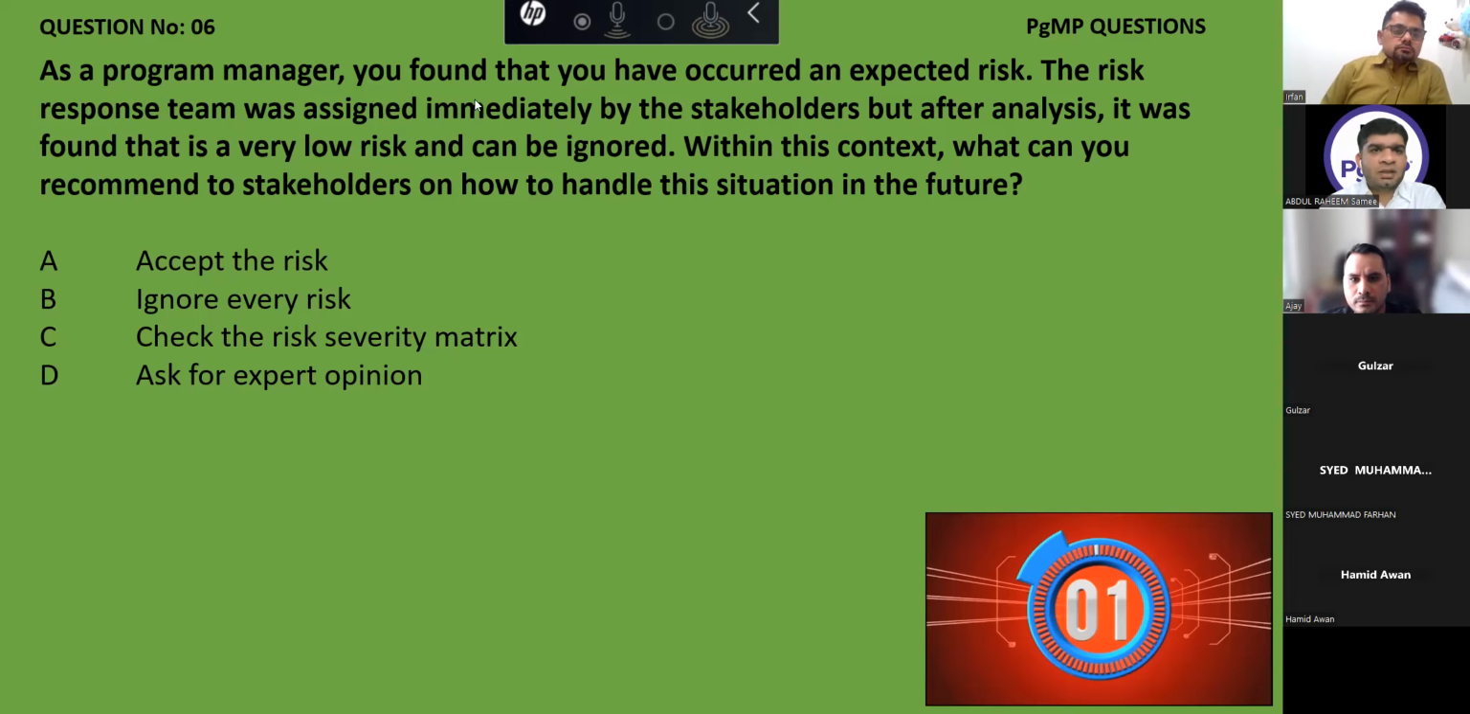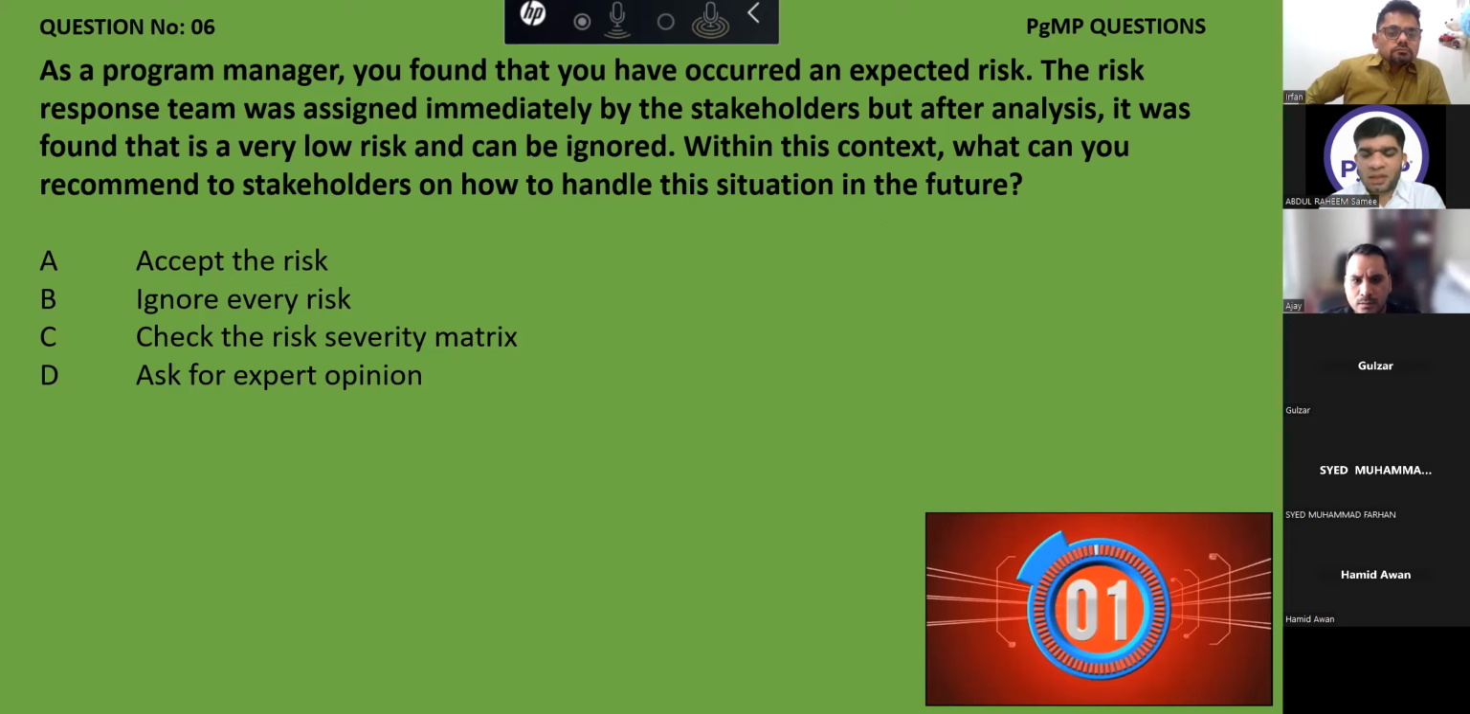As a program manager, you found that an unexpected risk has occurred. The risk response team was assigned immediately by the stakeholders, but after analysis, it was found that it is a very low risk and can be ignored. Within this context, what can you recommend to the stakeholders? So number one is accept the risk. Is it an option, yes or no?